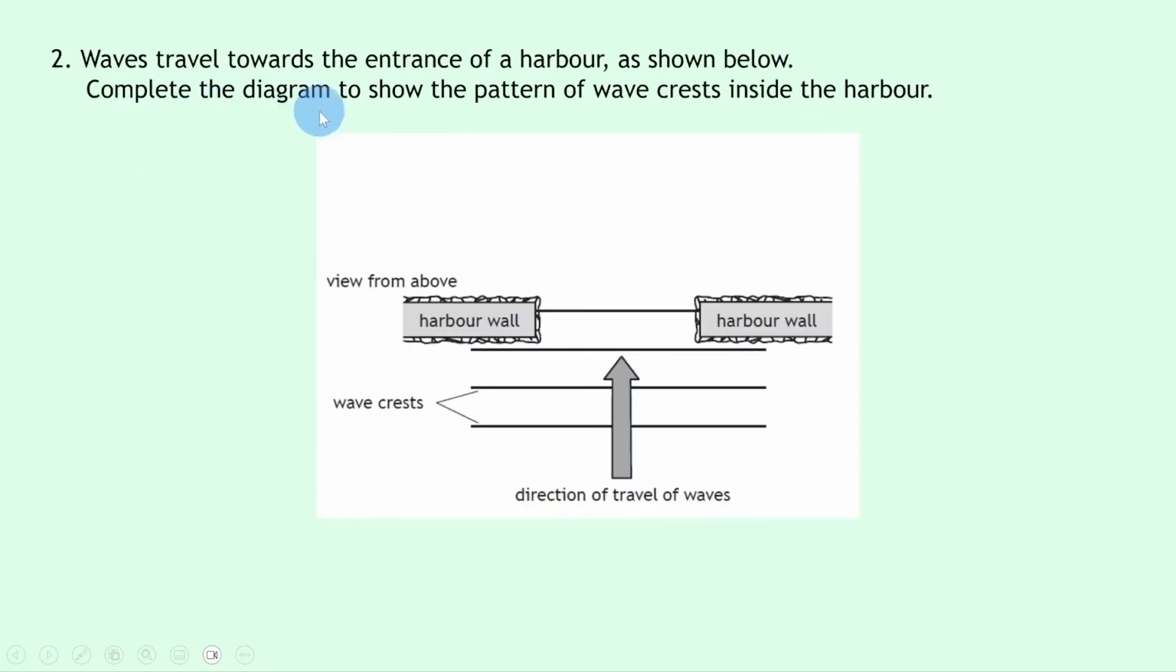Question 2 says waves travel towards the entrance of a harbour as shown below. Complete the diagram to show the pattern of wave crests inside the harbour. So this time we've got the crests of our waves or wave fronts passing through a gap rather than around an obstacle, which we saw in question 1.